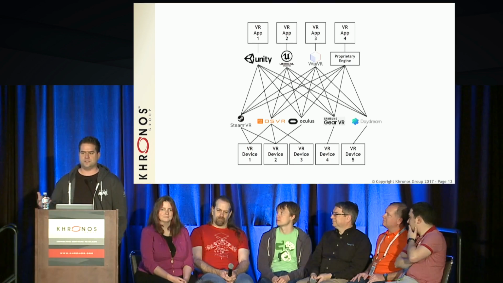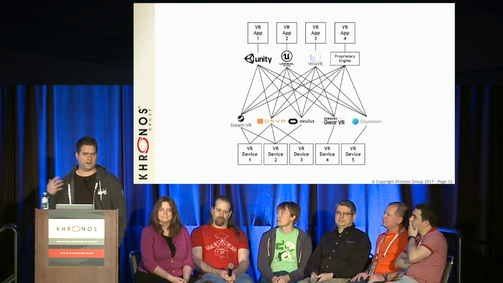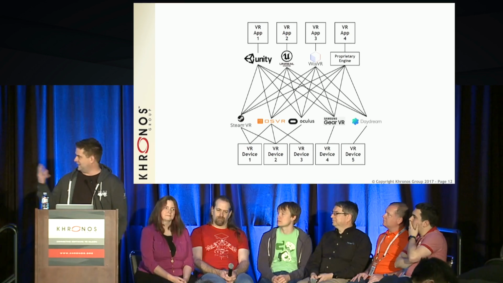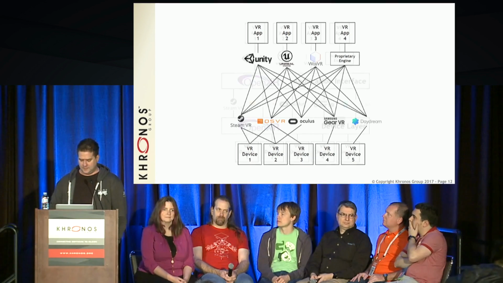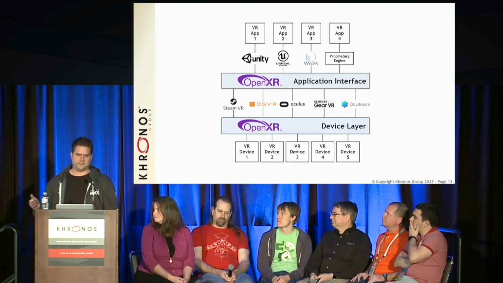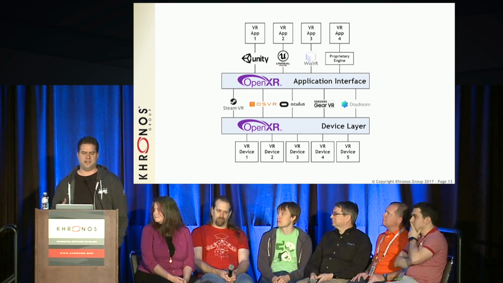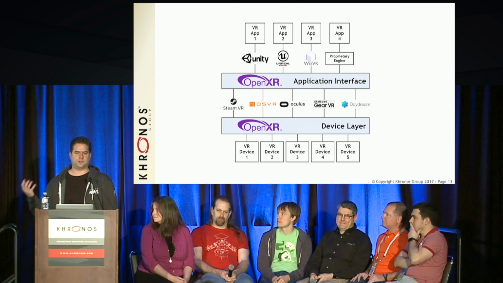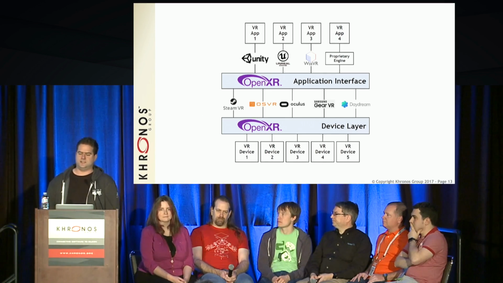And as the market grows, that's a financial consideration for a small company. Where do they want to target? Where do they want to spend that effort? We're hoping that through standardization, we can take this nasty web and make it something a little bit cleaner by focusing on two parts. The application interface is the higher level interface where applications and engines can develop towards a common API that unifies things that we know are standard across all devices, things like tracking and presentation layer stuff.